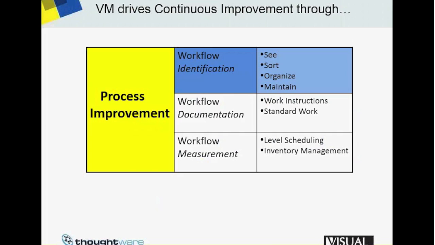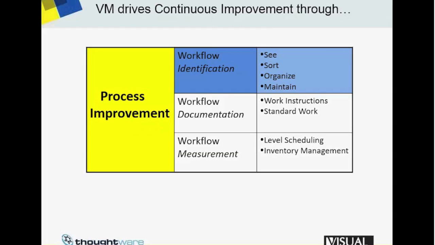The workflow identification has 4 critical elements: see, sort, organize, and maintain. See is about scanning or visually observing, directly observing the process. We call this a process walk or a value walk or a treasure hunt, and it provides the raw material needed to expose waste points and thus provide improvement action through visual management.